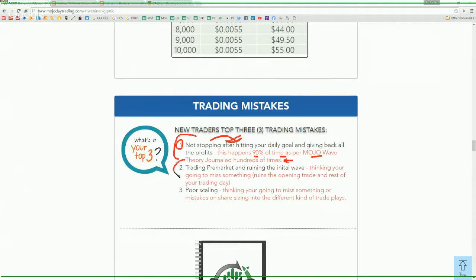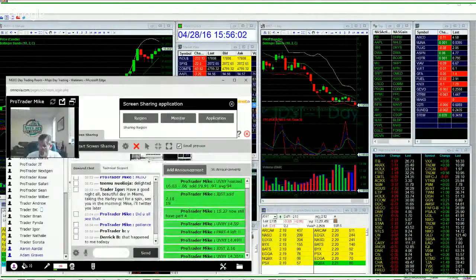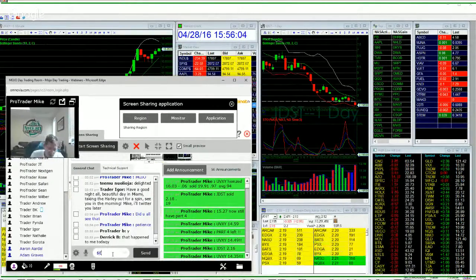My number 2 mistake that I always made and make is trading in the pre-market. I'm always thinking I'm going to miss something if I don't get it then, and it winds up ruining the opening trade and the rest of my day, where I probably could have gotten a better price when the stock opened than trading it pre-market. And then scaling in poor, thinking I was going to miss something if I didn't go in big the first time. Those kind of mistakes are my biggest. So I'm sure they're yours also. Sound familiar?